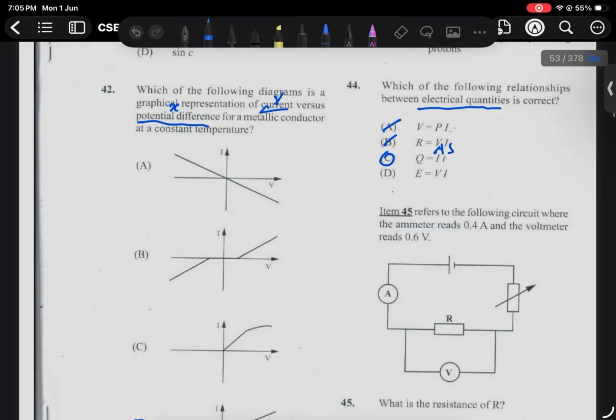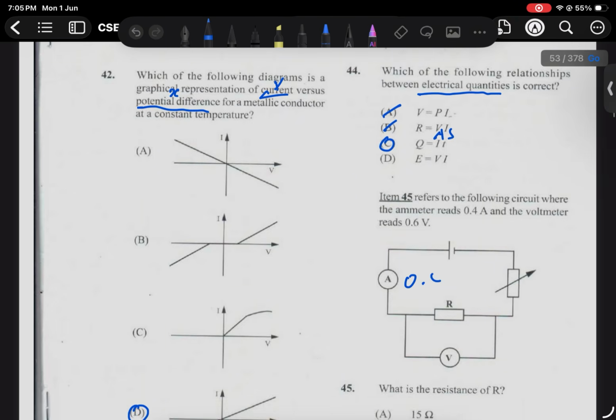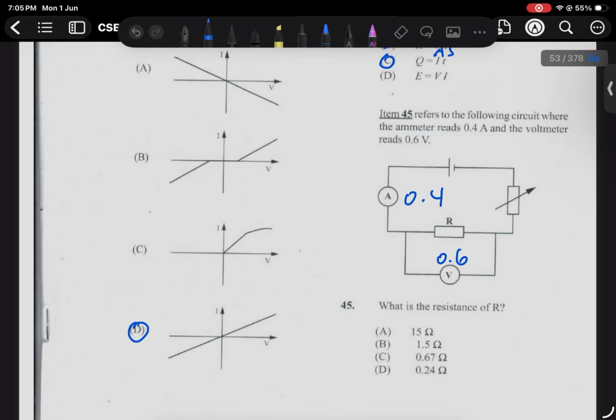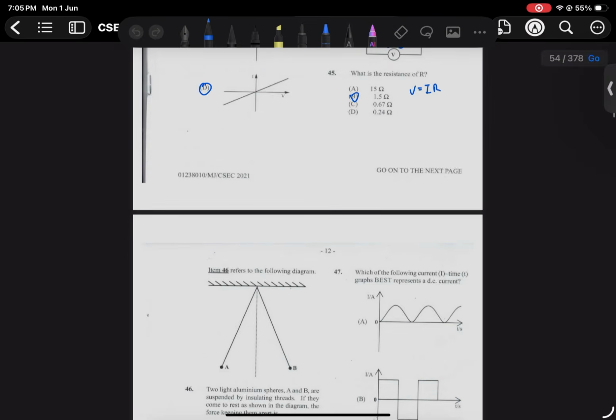Refer to the following circuit where the ammeter reads 0.4 and the voltmeter reads 0.6. What's the resistance of R? We know V is equal to IR. It will be 1.5. This is a repeat question as well.